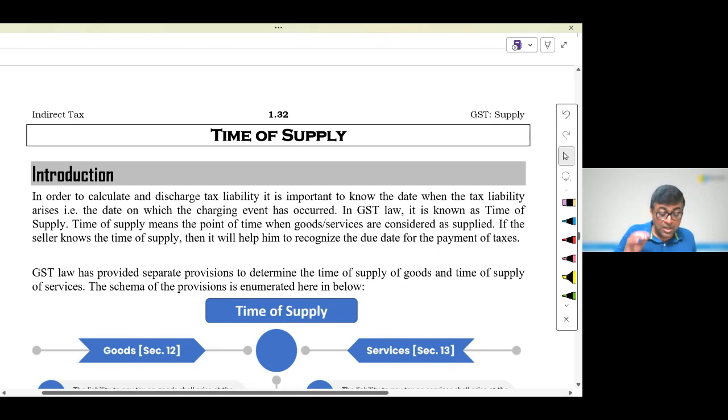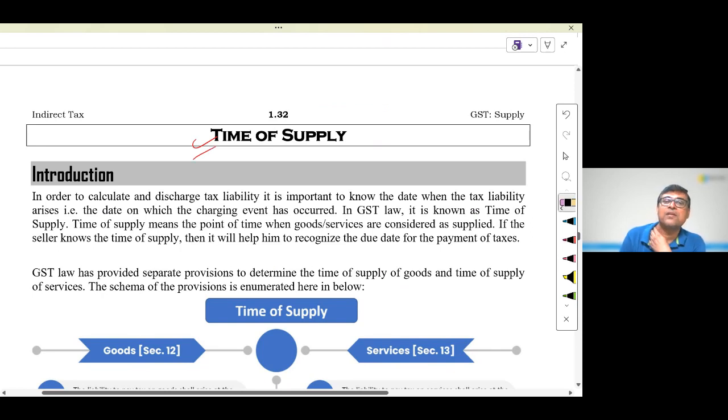Time of supply. Time of supply denotes the point of taxation, the point of time at which you made the supply, to determine this. This chapter is important.